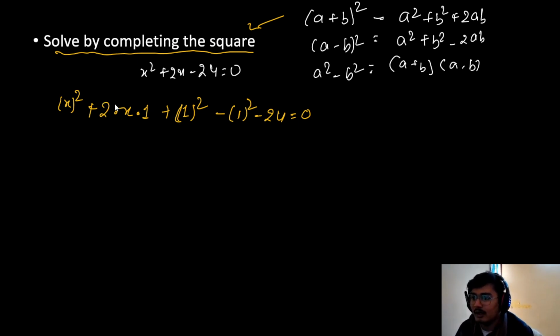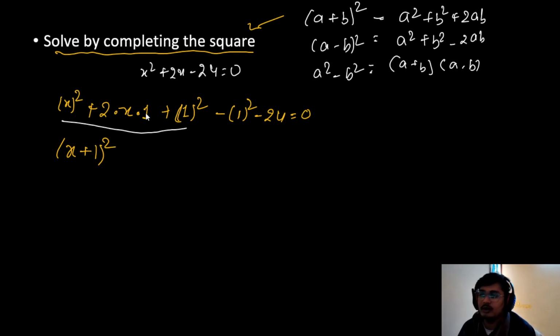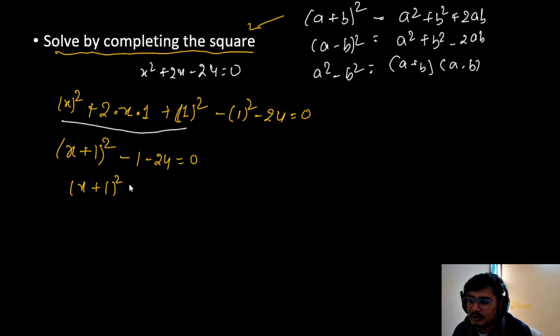Now we can see that this part is nothing but (a plus b) whole square. So we can write (x plus 1) whole square. And now this thing will be minus 1 and minus 24 equals 0. And this is nothing but (x plus 1) whole square minus 25 equals 0. And this is also nothing but (x plus 1) whole square minus 5 square equals 0.